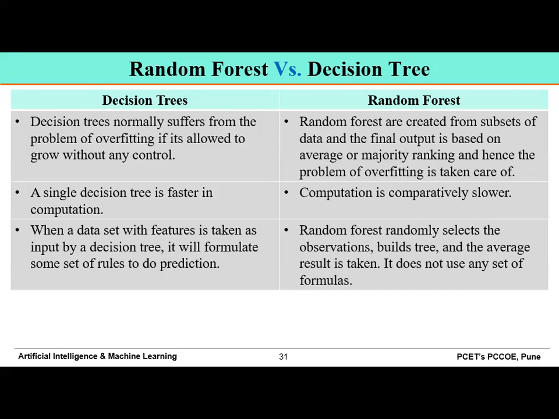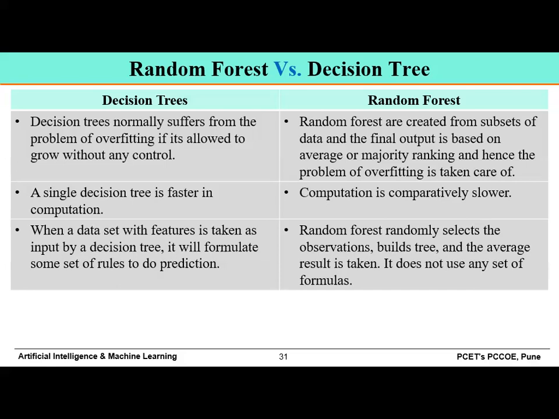Second, a single decision tree is faster in computation, that we know. Random forest computation is comparatively slower because more number of decision trees are there. When a data set with features is taken as input by a decision tree, it will formulate some set of rules to do prediction. Whereas random forest randomly selects the observations. This is very interesting. It builds trees, and the average result is taken. It does not use any set of formulas.